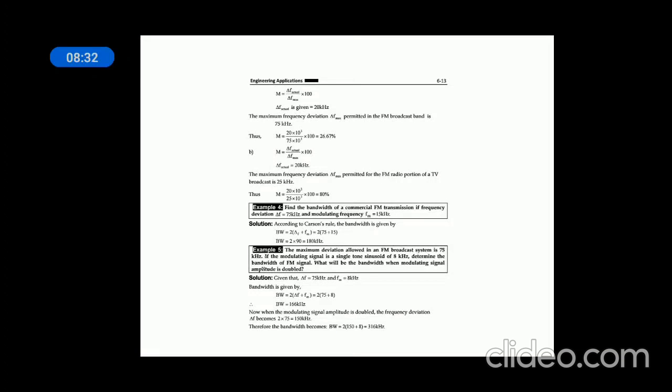Next problem, example number 4. Find the bandwidth of commercial FM transmission if the frequency deviation delta f equals 75 kHz and the modulating frequency fm is equal to 15 kHz. They give two things: the frequency deviation as well as the modulating frequency, and we need to calculate the bandwidth. The formula for bandwidth is very simple, 2 delta f plus 2 fm.